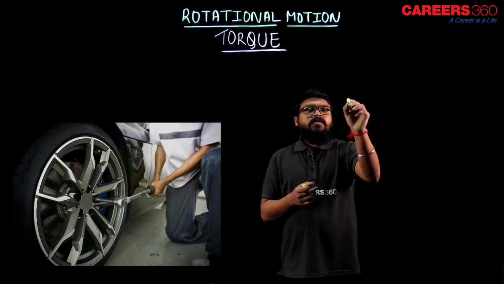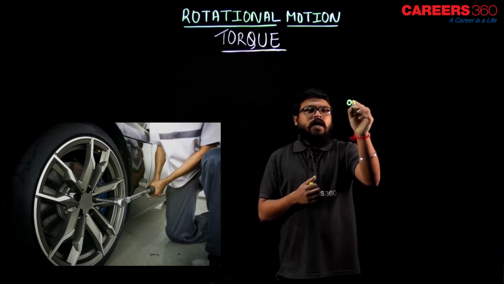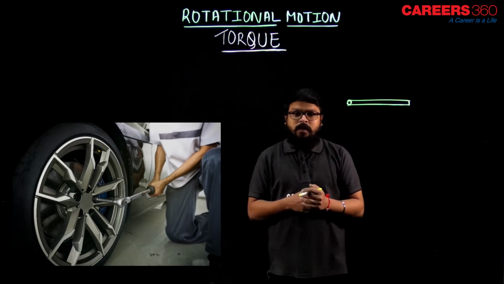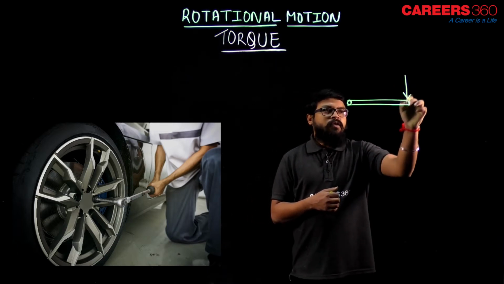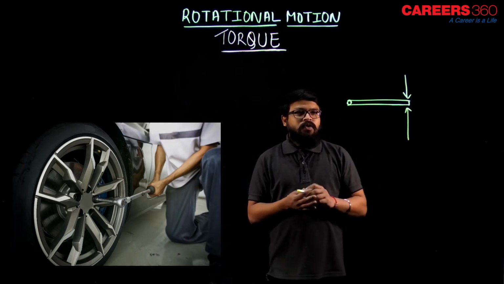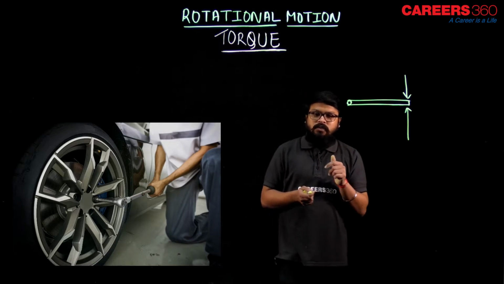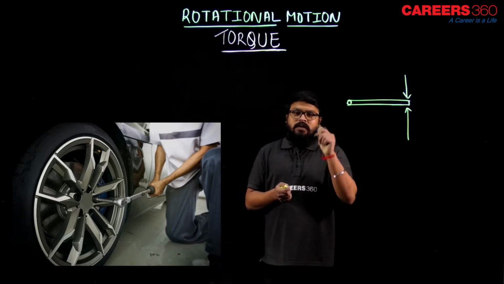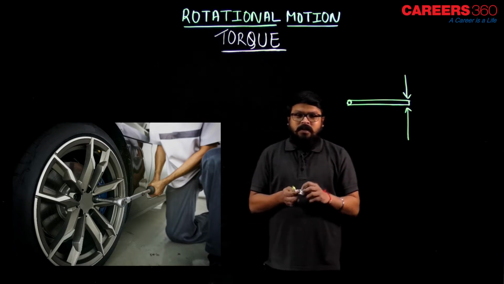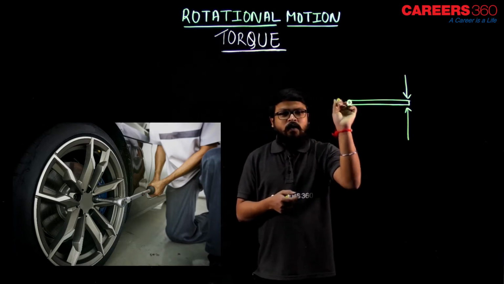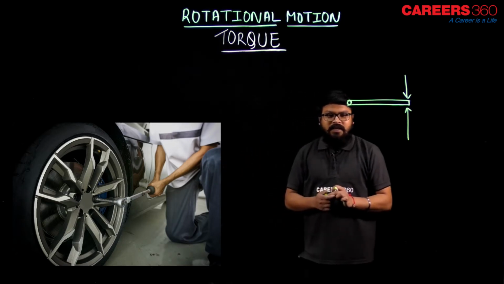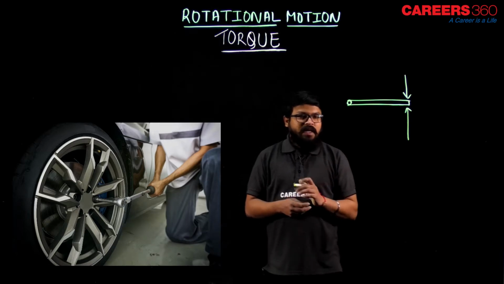Now, suppose this is the head of the screw, and this is the length of the wrench where the force needs to be applied. So, either you apply a downward force or an upward force, right? When you do so, the head of the screw will either loosen up or tighten up. So, the screw will have either inward motion or outward motion, out of the wheel or into the wheel. I hope you are getting what I am trying to say, right?